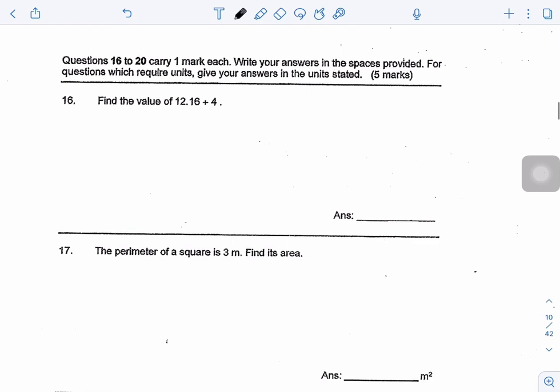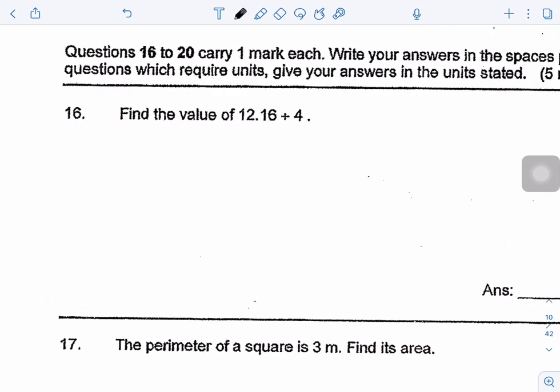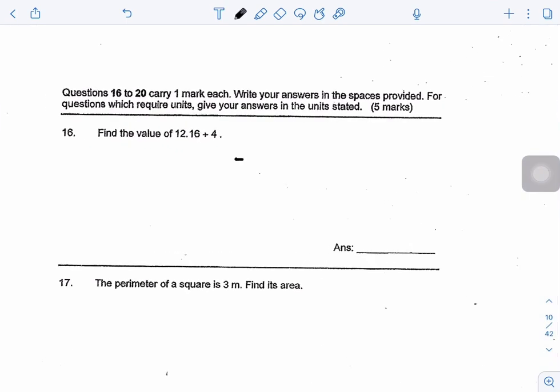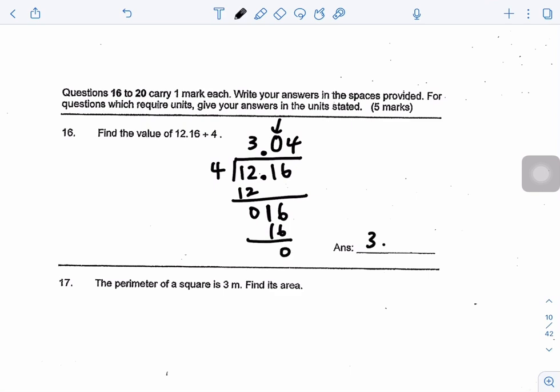Okay, this is booklet B, question 16. Find the value of 12.16 divided by 4. Be careful of this kind of questions. Do it carefully. Do the full long division. Okay, 3, 12, bring up the decimal point. Okay, this is 0, 1. 1 cannot be divided. Remember to put the 0. This is the one that students usually miss out. Remember to put the 0 since 1 cannot be divided by 4. Then you bring down the 6. Okay, so the answer is 3.04.